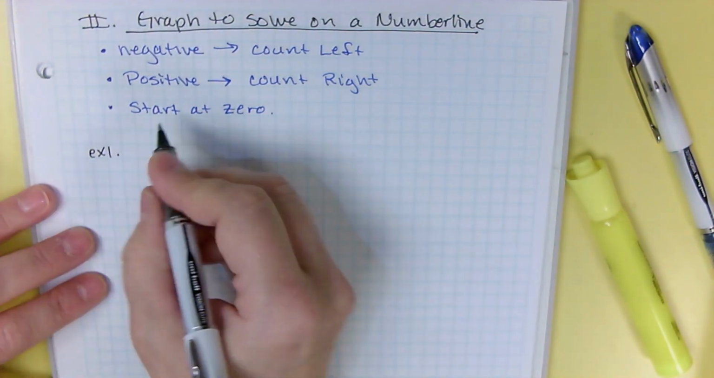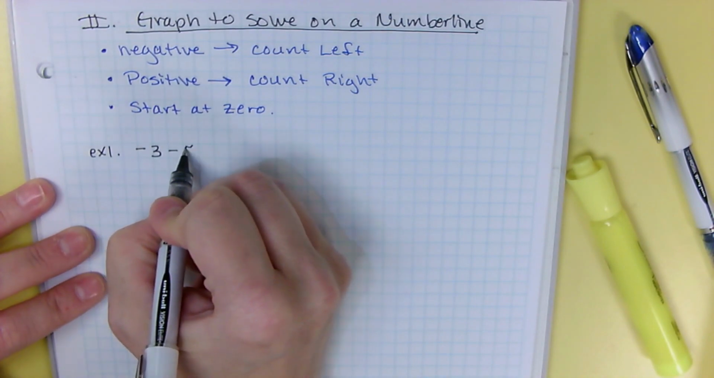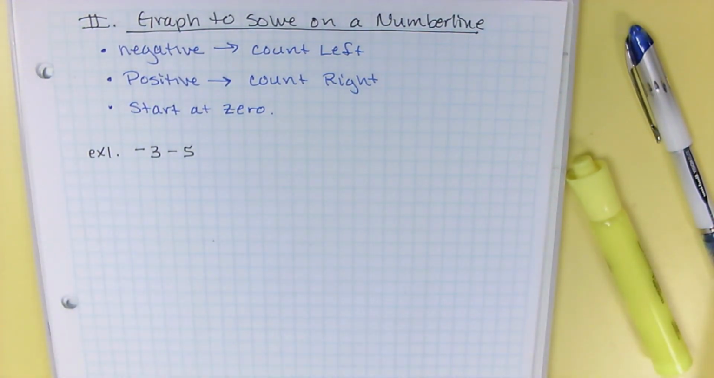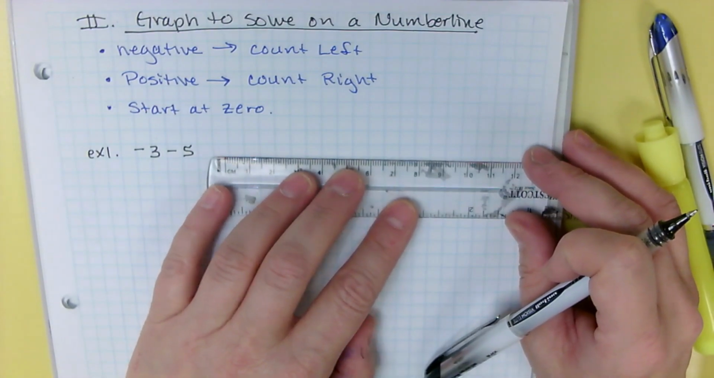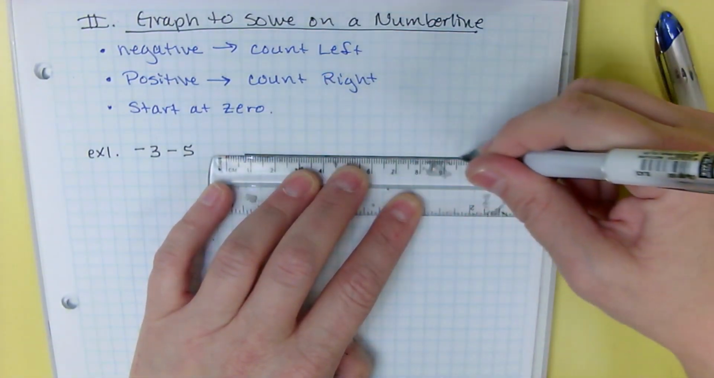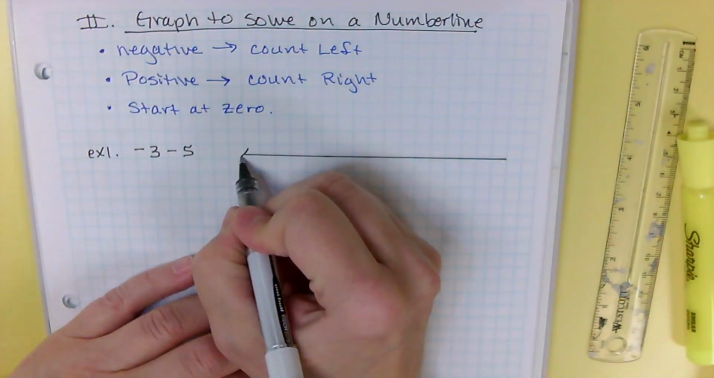Okay, example 1, -3 minus 5. Now that you know the rules, you're like, the signs are the same, add the numbers, keep the sign. It's 8 and it's negative, and you would be right. But they want you to be able to do this with a number line. So if you don't have a ruler, it's okay. Just draw as straight of a line as you can.